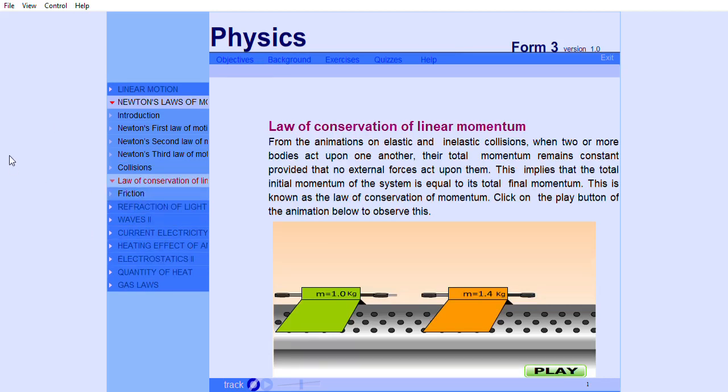Law of conservation of linear momentum. From the animations on elastic and inelastic collisions, when two or more bodies act upon one another, their total momentum remains constant provided that no external forces act upon them. This implies that the total initial momentum of the system is equal to its total final momentum. This is known as the law of conservation of momentum. Click on the play button of the animation below to observe this.